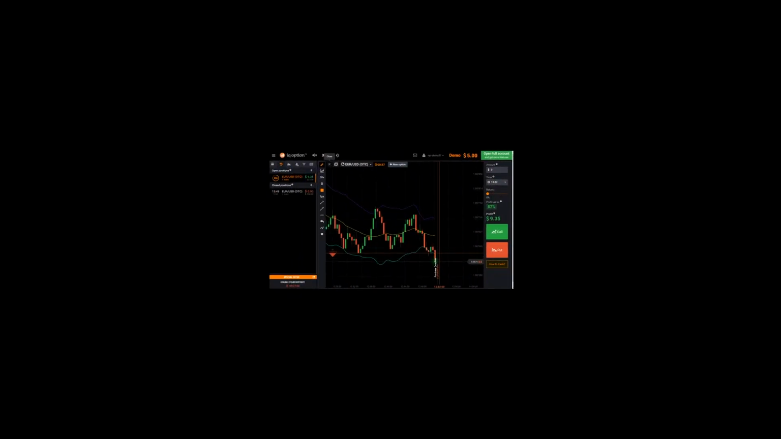Okay, now here I am on the trading platform with $5 in a trading position, and the remaining $5 is my current balance. I placed this put trade because it's a pretty promising downward candlestick right on the Bollinger Band.